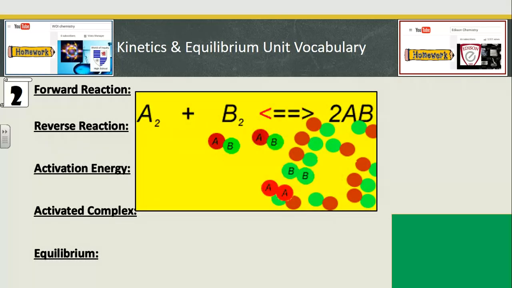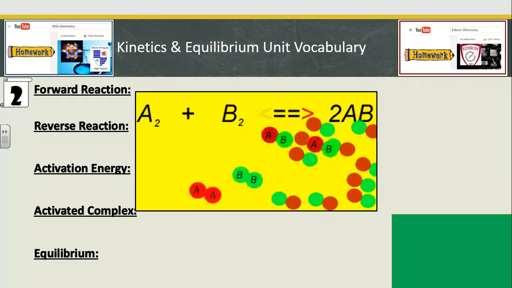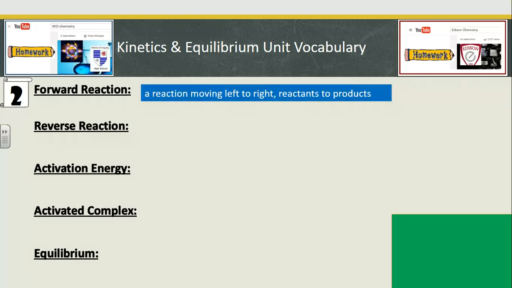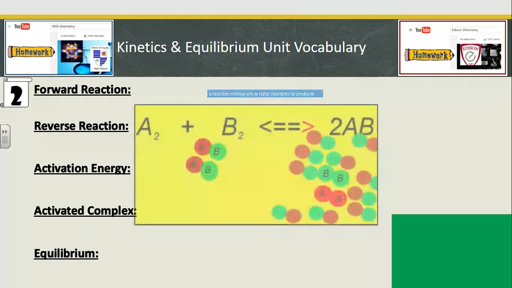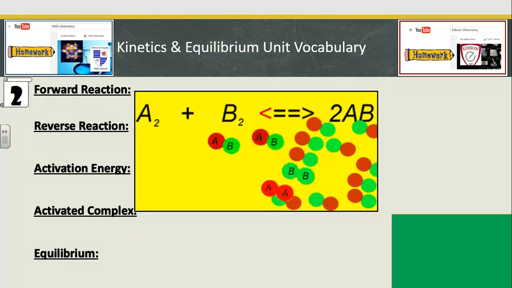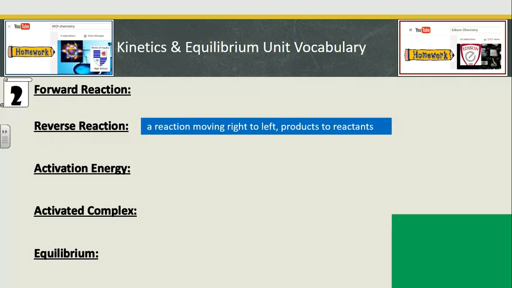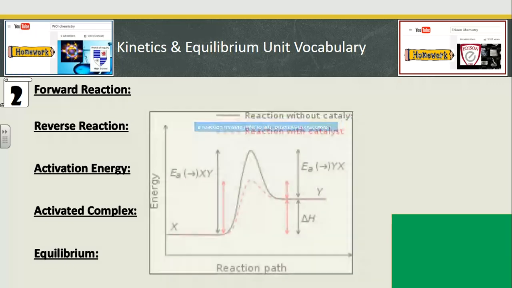Forward reaction is when we look at a reaction from left to right. Reactants make products. The typical reactions we've been seeing all year long, they are forward reactions. A reverse reaction is new. This is the reaction moving right to left, products to reactants as well, but these two overlay and we get what we call an equilibrium. So reactions can run in reverse, is my point.